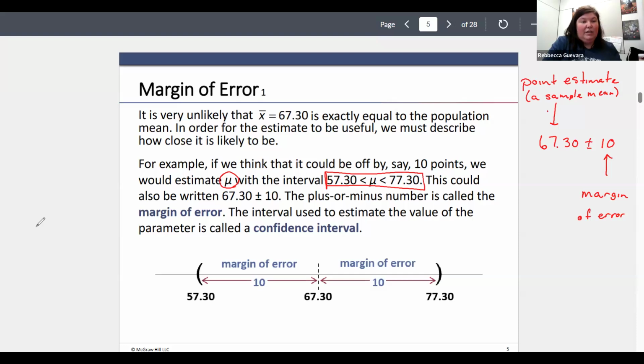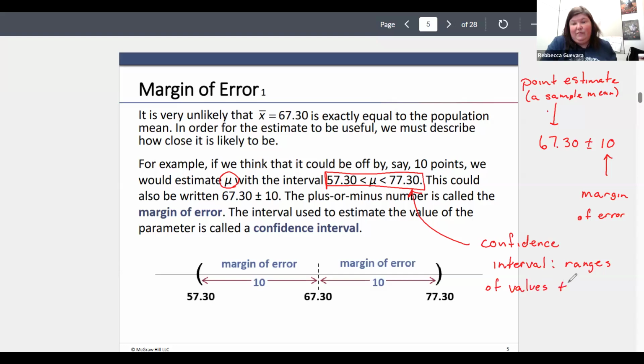This interval that we make right here, when we add and subtract that margin of error, is what we actually are going to call your confidence interval. So all a confidence interval really is, is a prediction. It's a range of values that we predict the population mean to exist in.